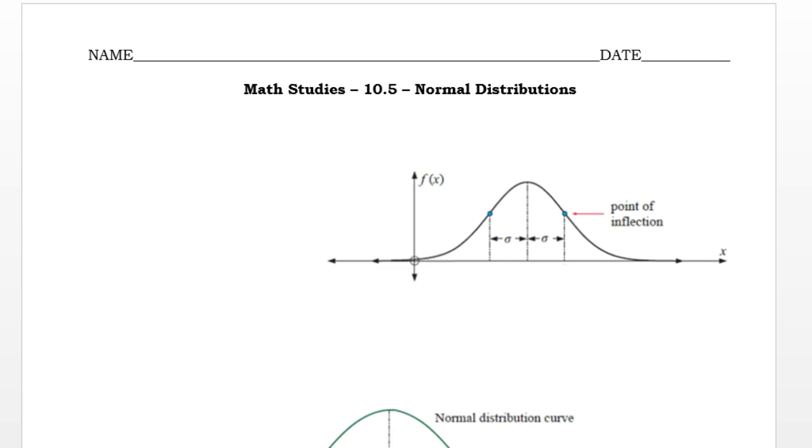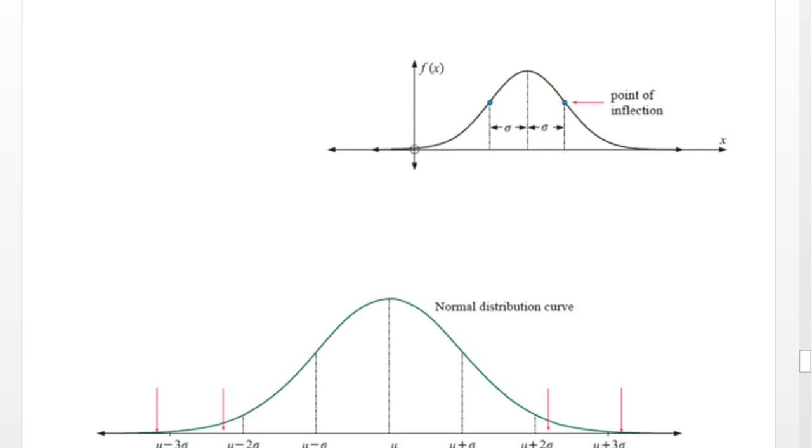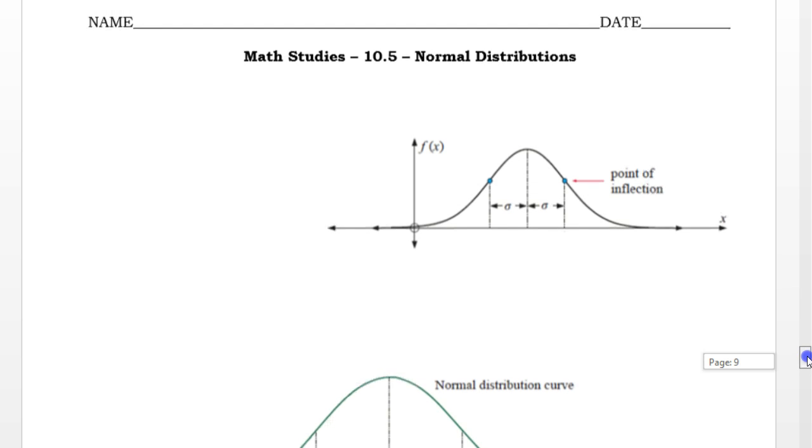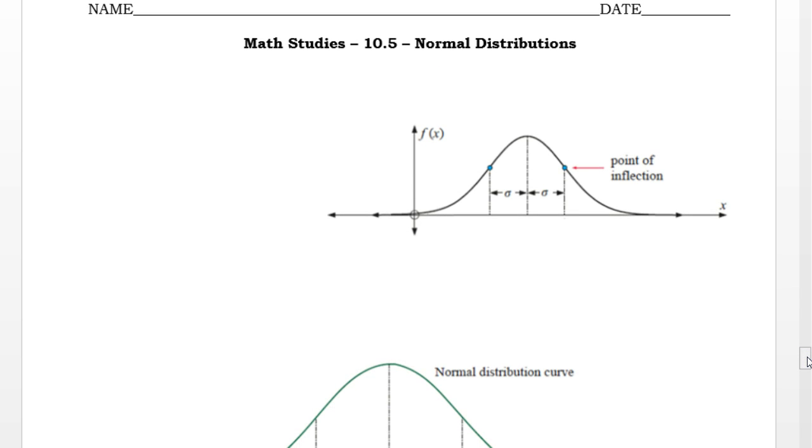This is Math Studies Lesson 10.5, and in this lesson we're going to look at normal distributions. A normal distribution is sometimes called a bell curve because the shape of it looks kind of like a bell. But normal distributions are symmetric, so exactly half the data is on the left side and half the data is on the right side.